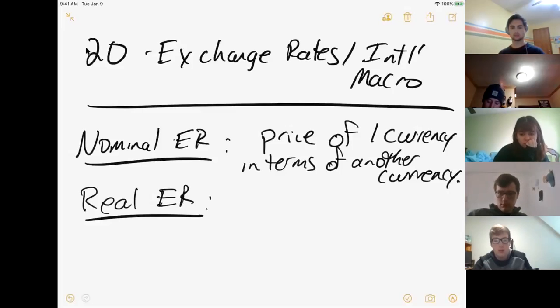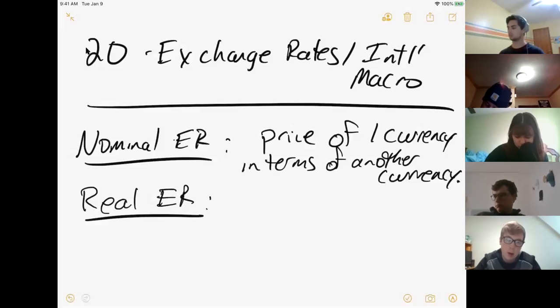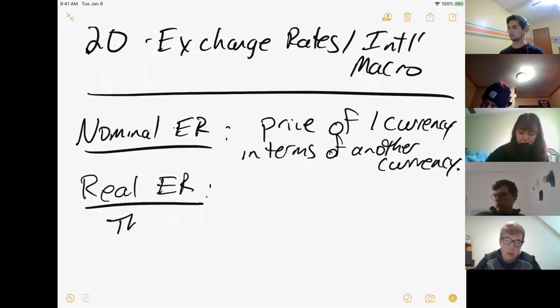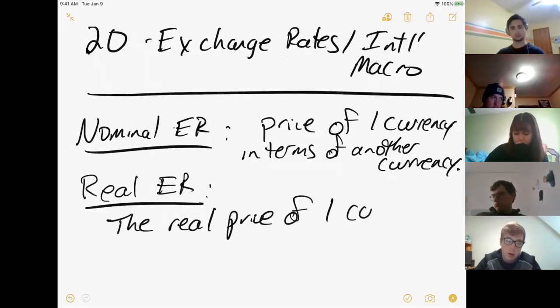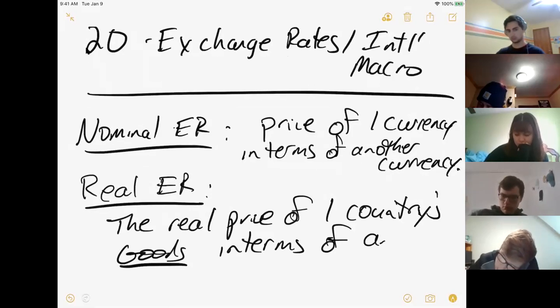But nominal exchange rates aren't what really matters. The key is the word nominal, right? Nominal means measured in current prices, but it's not nominal variables that matter, it's real variables. Real means adjusted for differences in the price level between two countries. So a real exchange rate is really the real price of one country's goods in terms of another country's goods.